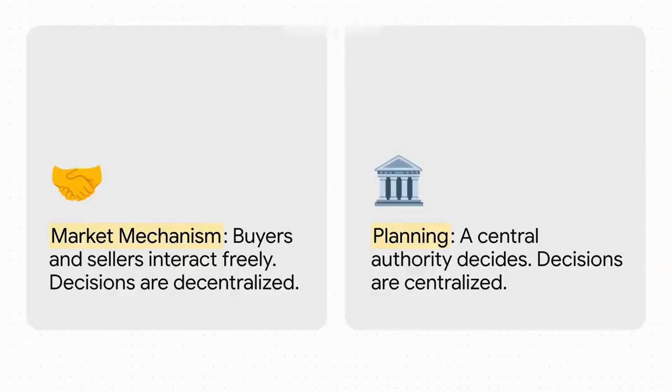On one end, you've got the market. The basic idea here is, hey, let's let individuals decide. You have millions of people and businesses all making their own choices, buying and selling freely. The decisions are spread out. They're decentralized. But on the other end, you have planning.